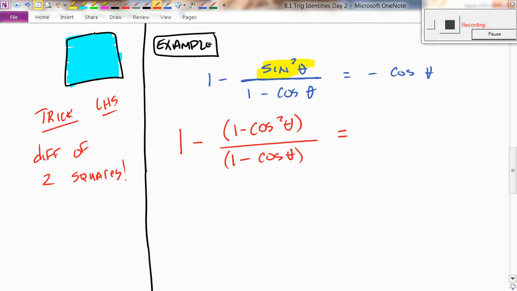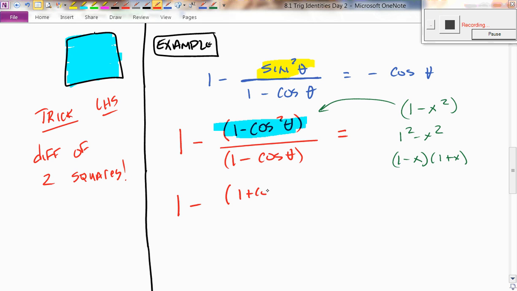Okay, now I want to bring up the idea of remembering how to factor the difference of two squares. Anybody see the difference of two squares anywhere? Yeah, this right here is the difference of two squares, right? This is like saying 1 minus x squared. That's the same thing as 1 squared minus x squared, which is 1 minus x times 1 plus x. Remember our algebra? So instead of x's, I'm going to replace it with what? Cosines. Yeah, you got it. So that's going to be 1 plus cosine theta times 1 minus cosine theta.